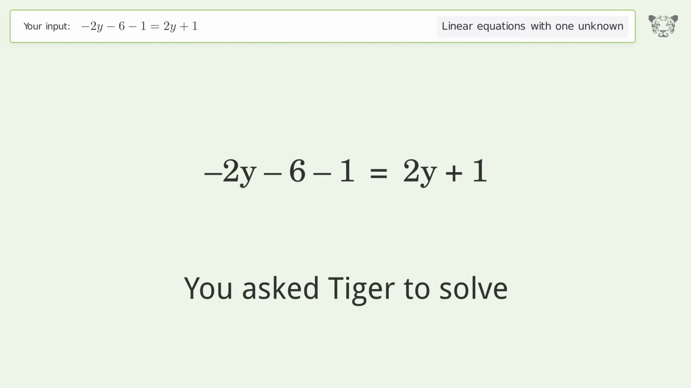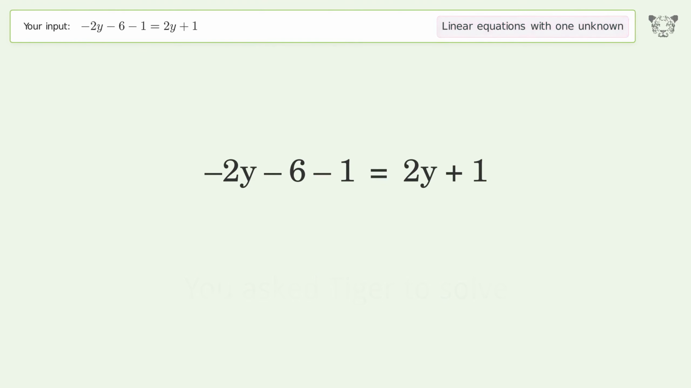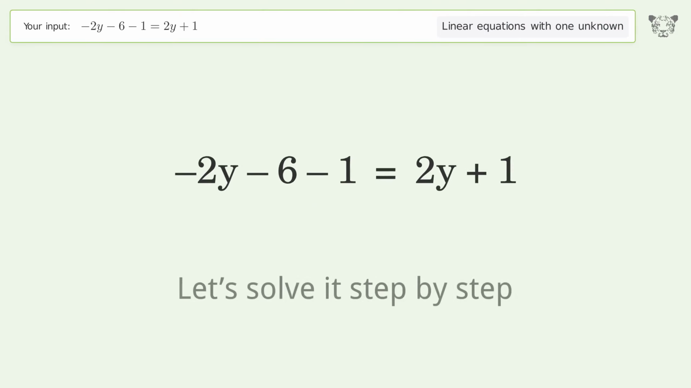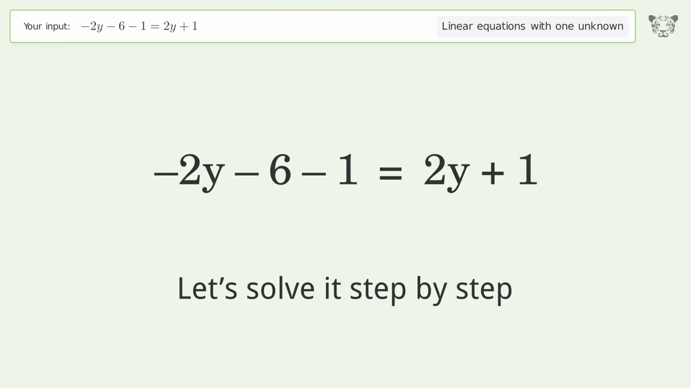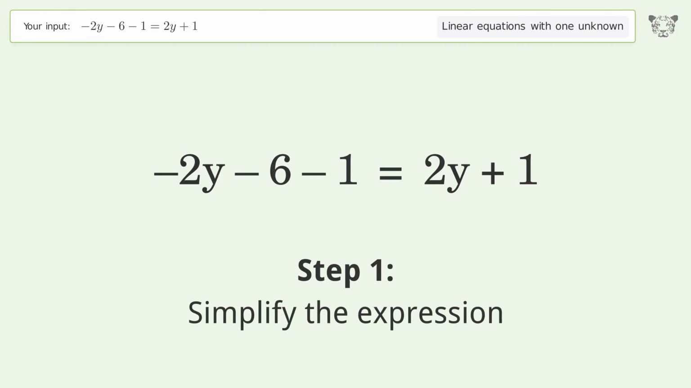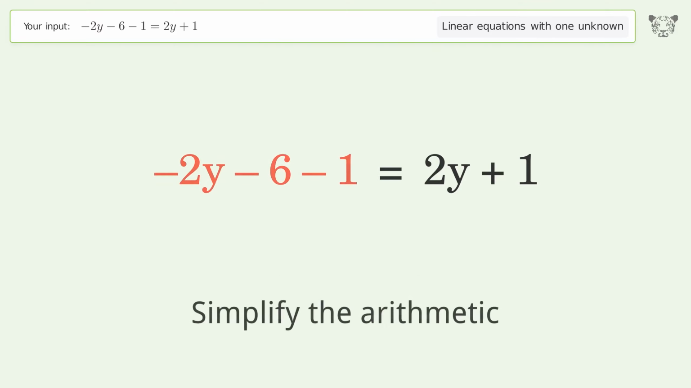You ask Tiger to solve. This deals with linear equations with one unknown. The final result is y equals -2. Let's solve it step by step. Simplify the expression. Simplify the arithmetic.